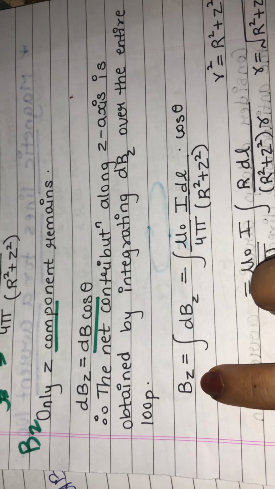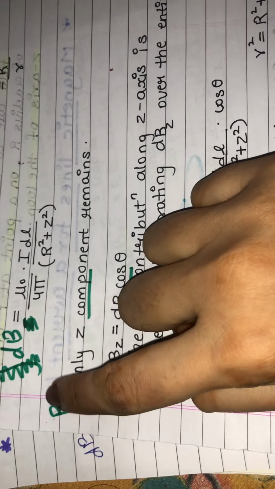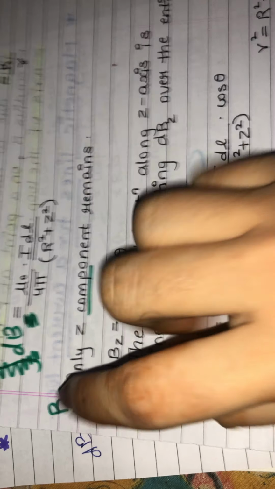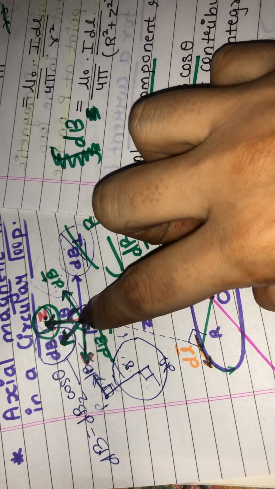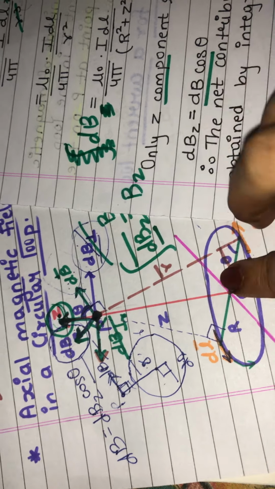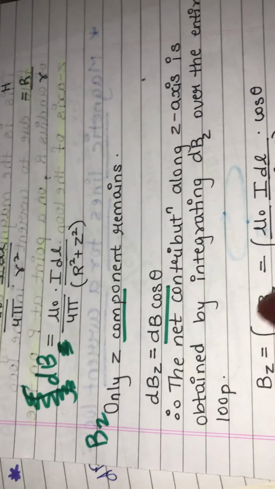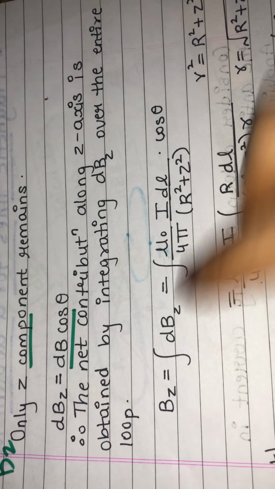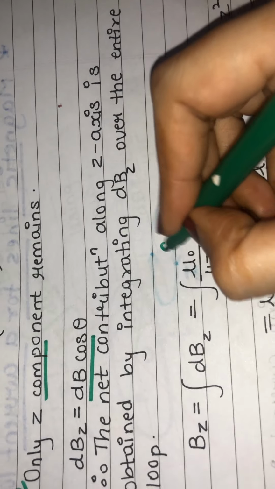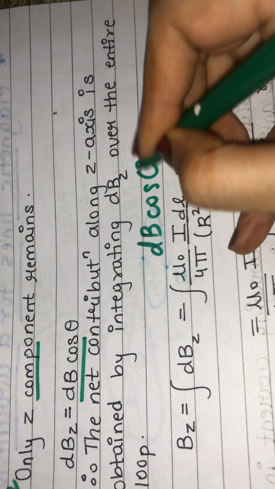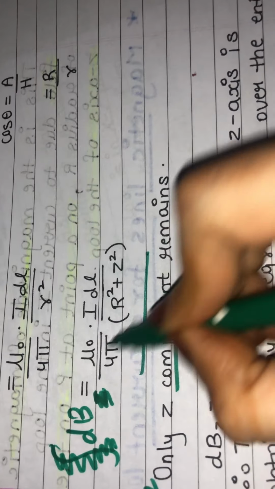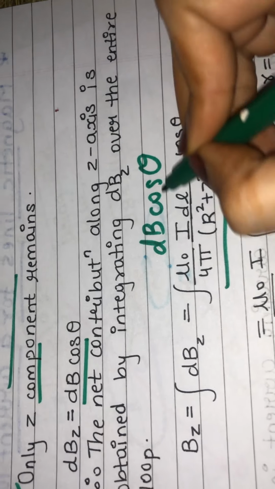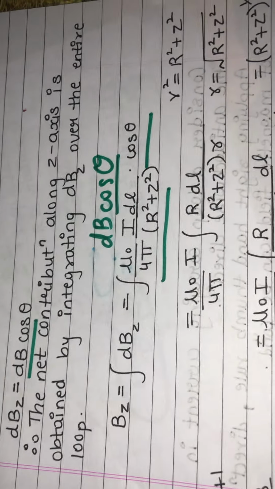Now to find out bz, the magnetic field on z axis at point P. At this point P, I want to find out the magnetic field on z axis, so it is bz. To find bz, मैं integrate करूँगी dvz को. And what is dvz? dvz is nothing but dv cos theta. dv है हमारे पास, ये रहा μ0 upon 4π I dl upon r square plus z square. Here we have this, and this cos theta I have put over here, right?